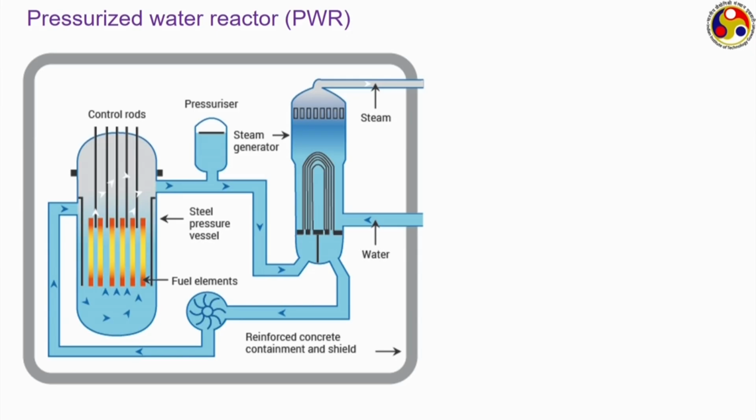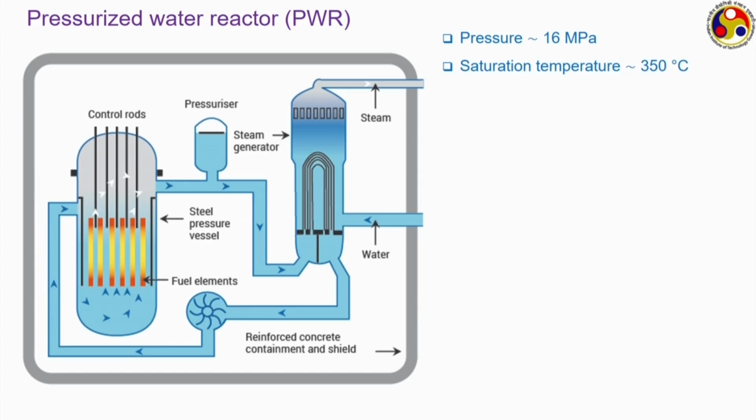Now, in order to maintain this liquid status, we have to maintain a very high pressure, and a pressurized water reactor operates at a high pressure level of something like 15 or 16 megapascal. The term pressurized also comes from there.